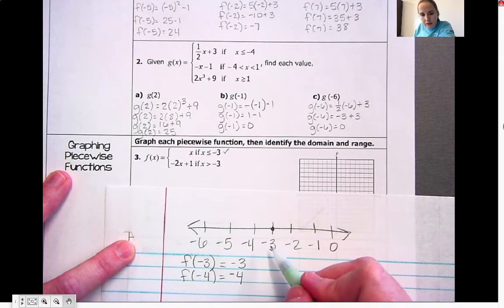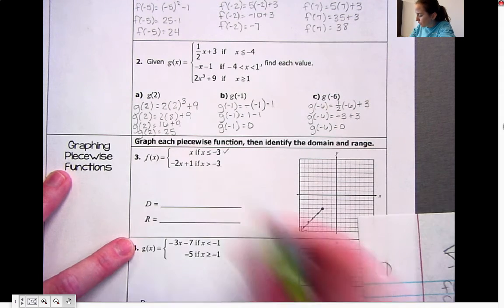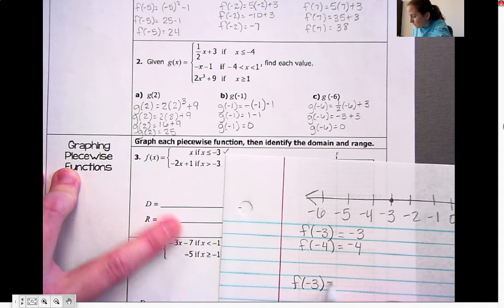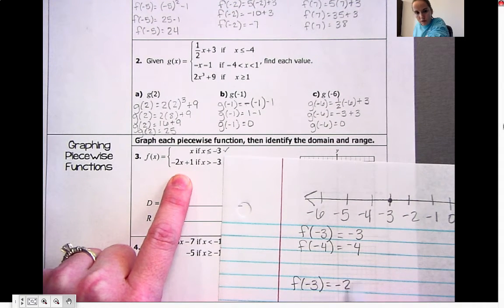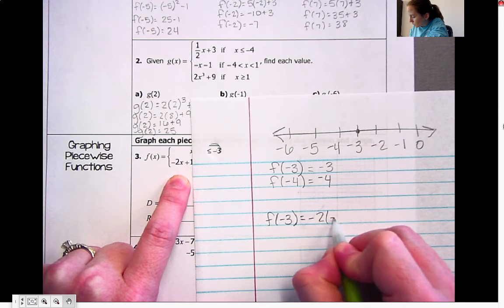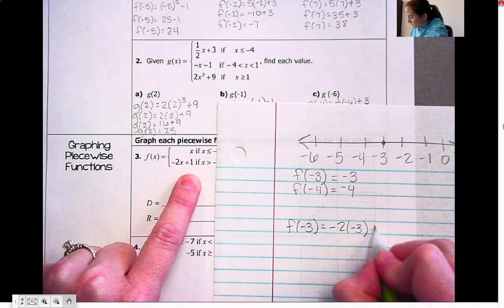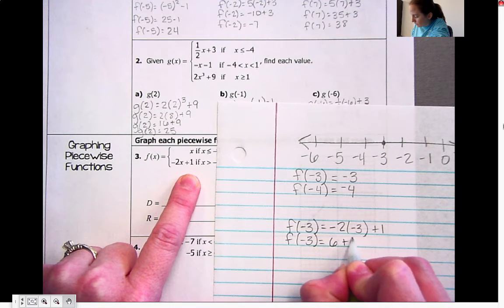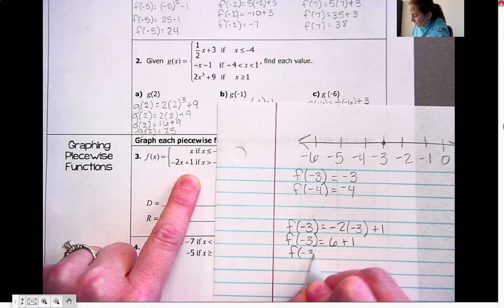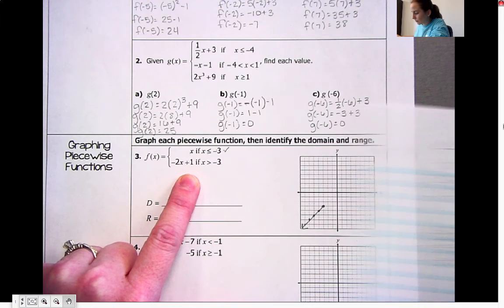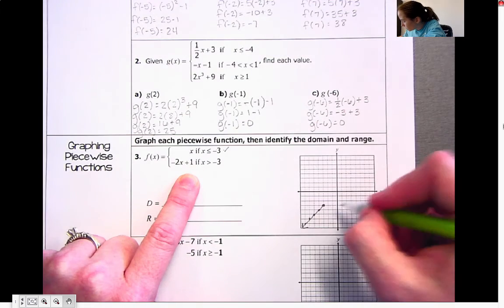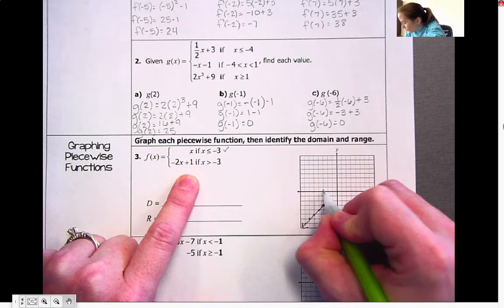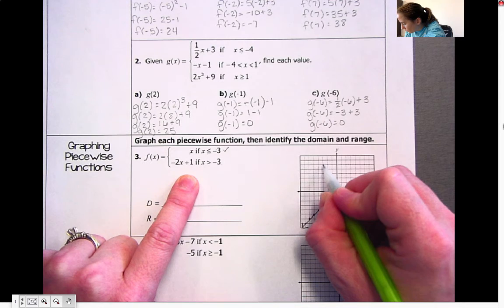All right, so at negative 3, if I were to plug it in there, f at negative 3 equals, well, negative 2 times the negative 3, because that's the x value, plus 1. F at negative 3 equals 6 plus 1. F at negative 3 equals 7. So at negative 3, I am at 7. 1, 2, 3, 4, 5, 6, 7.